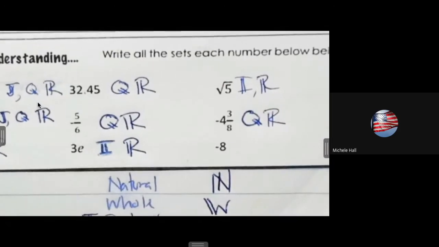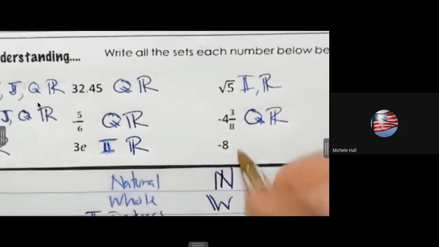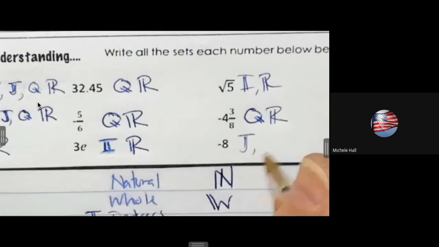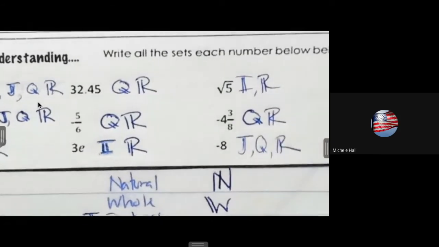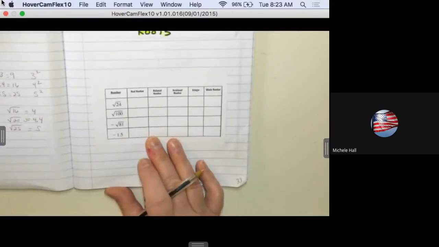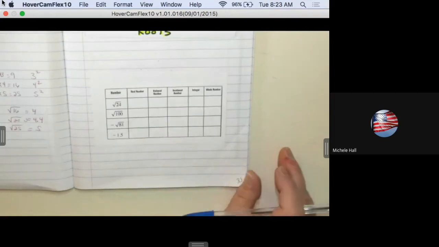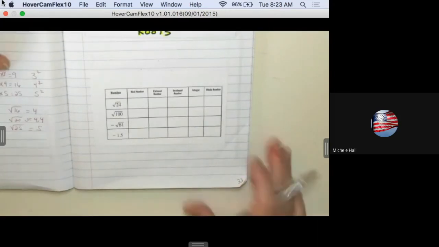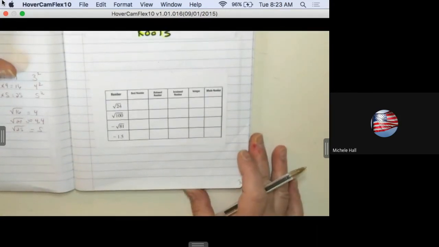-8, where's the very first place you see -8? Integers, and then it continues on to the rationals, and it's a real number. This is how you're always going to see it. You don't have to worry about the notation. I always make boxes, and you put an X for where it does belong. Okay, why don't you go ahead and try these 4 right now.